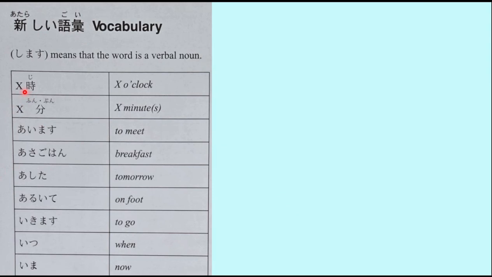So first one is x-ji, that means x o'clock. Then we have x-pun, that means x minutes. Then we have aimasu, which is a verb which means to meet. Then we have asa gohan. Asa gohan means breakfast. Gohan means meal and asa means morning. So asa gohan means breakfast. Ashita, tomorrow. Then we have aruite, which means on foot. Then we have ikimasu, means to go. Itsu, which means when. Ima means now.